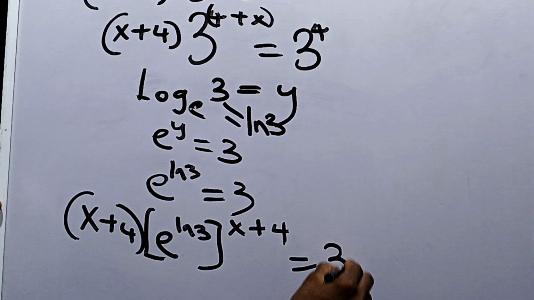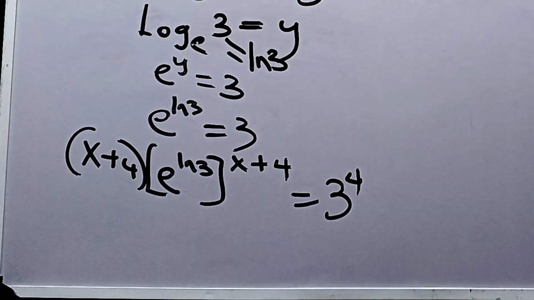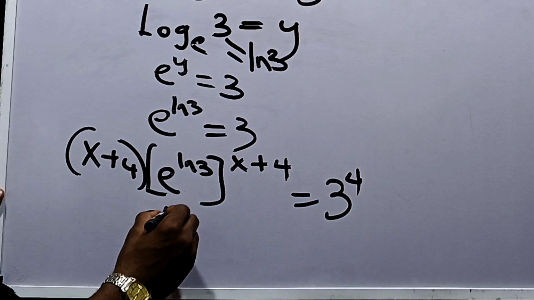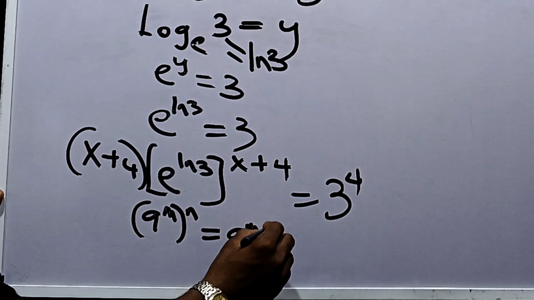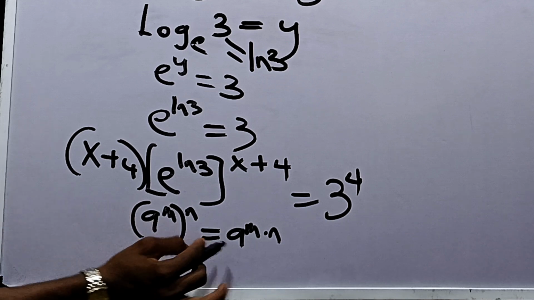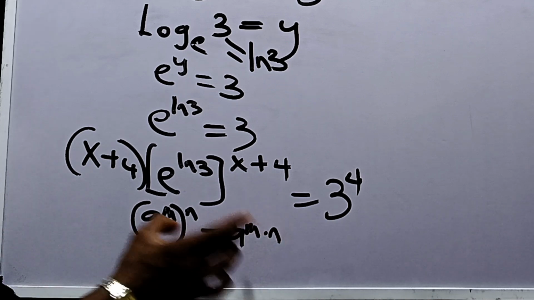And this is equal to 3 to the power of 4. Now from here, we can say that when you have a raised to power m, raised to the power of n, it's equal to a raised to power m times n. So when you have something like this, you take the product of the powers. Now we apply this same law here.